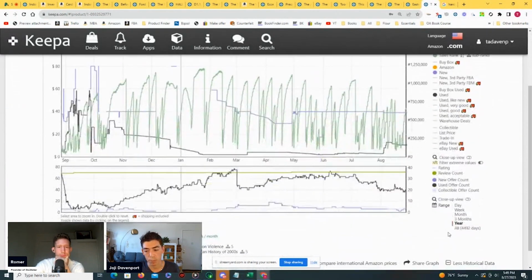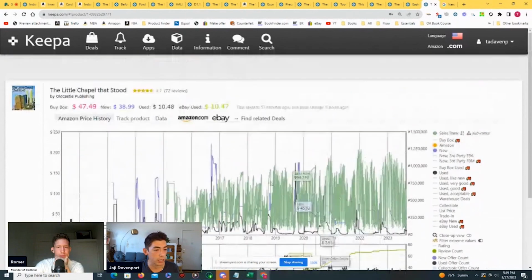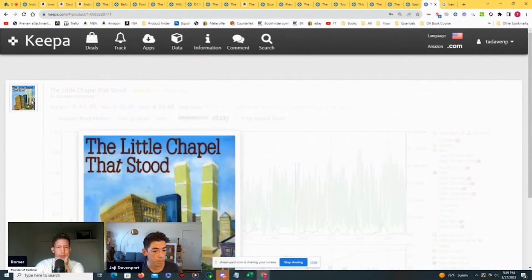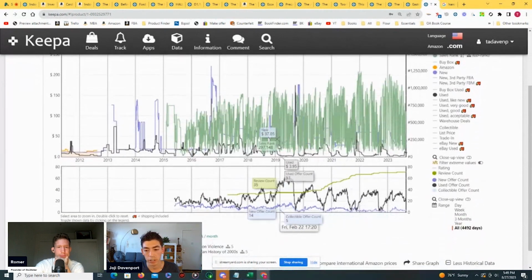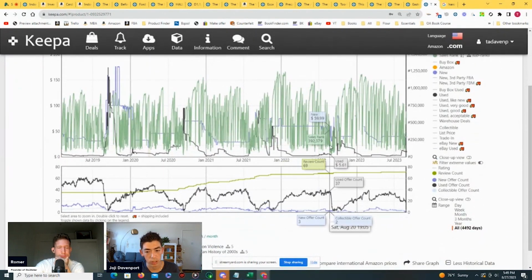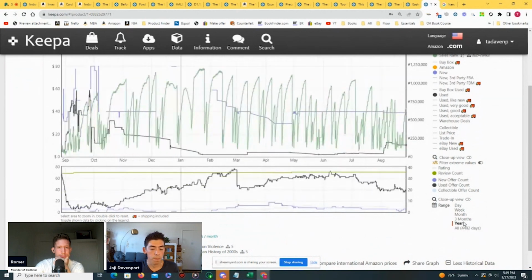And I think one more example is this is actually a book about 9/11, The Little Chapel That Stood. And you can actually see there's the Twin Towers and the chapel right below it. And you can see how this book always right around September pops super high as well. So basically the last tip for you there was remember that a lot of products have seasonality to them, and while they might not be worth anything outside of the season, potentially they could be worth something during the season.